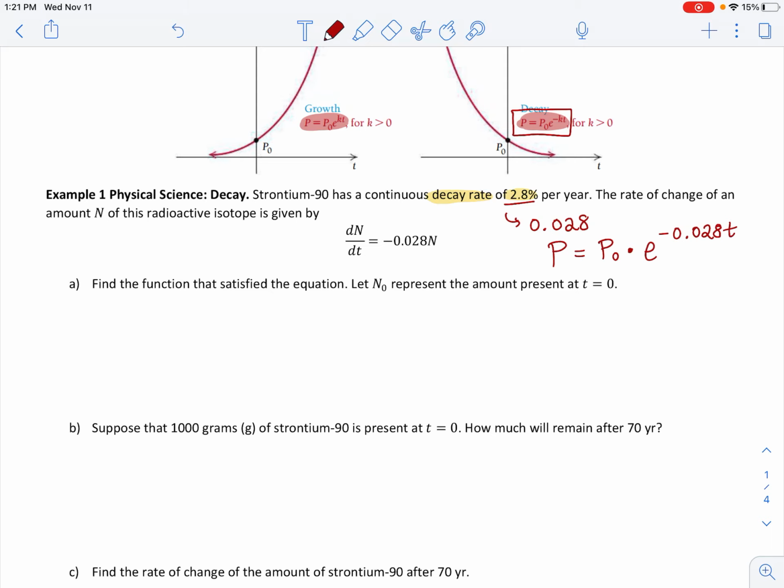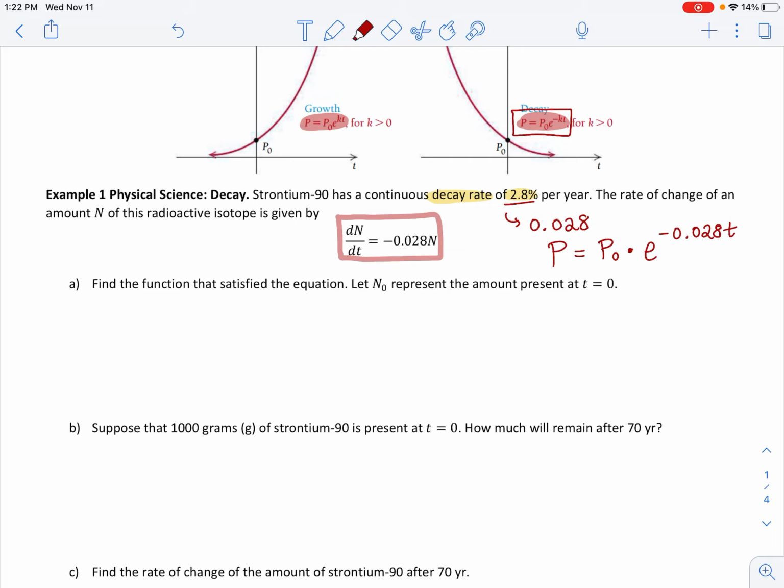The rate of change of an amount of this radioactive isotope is given by, now this is similar to what we saw on pages 3 and 4 of our section 2.4 notes. This is a way for us to write the derivative, or the rate of change, of an exponential function with base e. The derivative is equal to that decay rate times the function value at that time. So both of these are good, because I'm sure they're going to ask us to write the actual function using what they gave us.